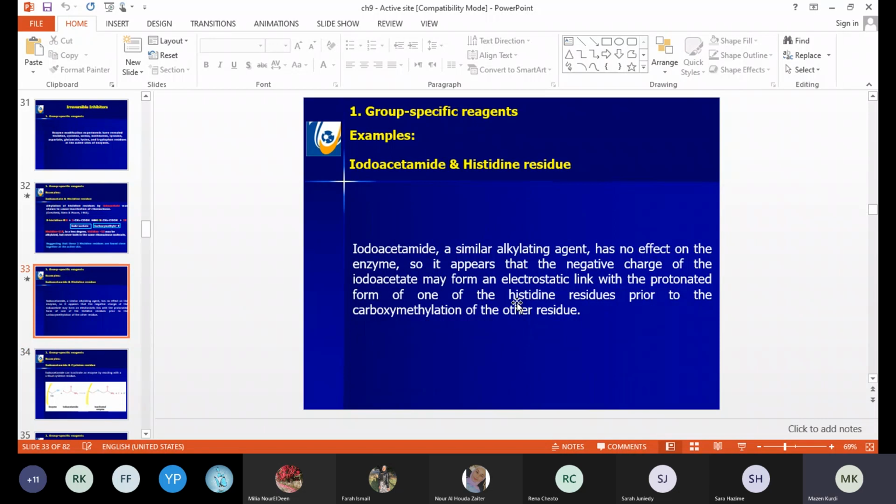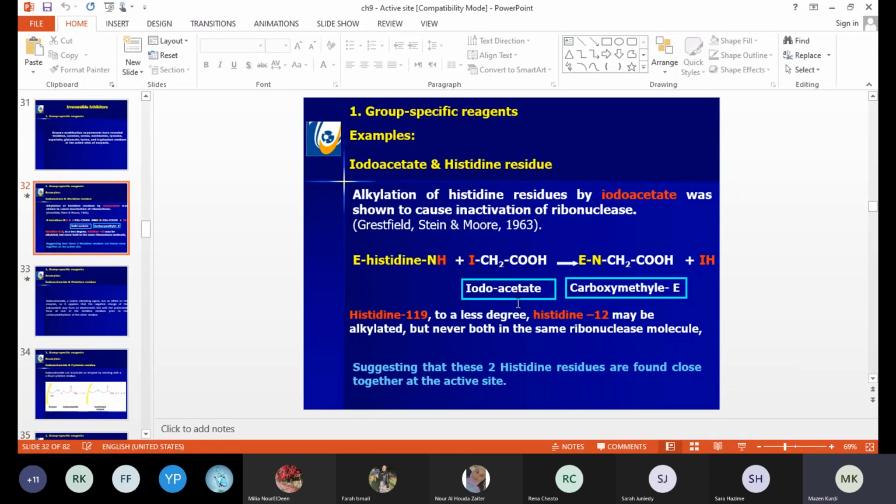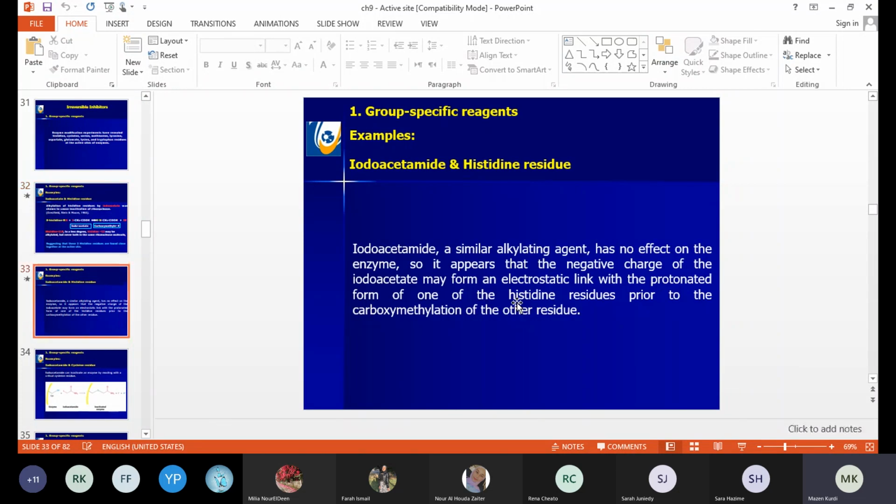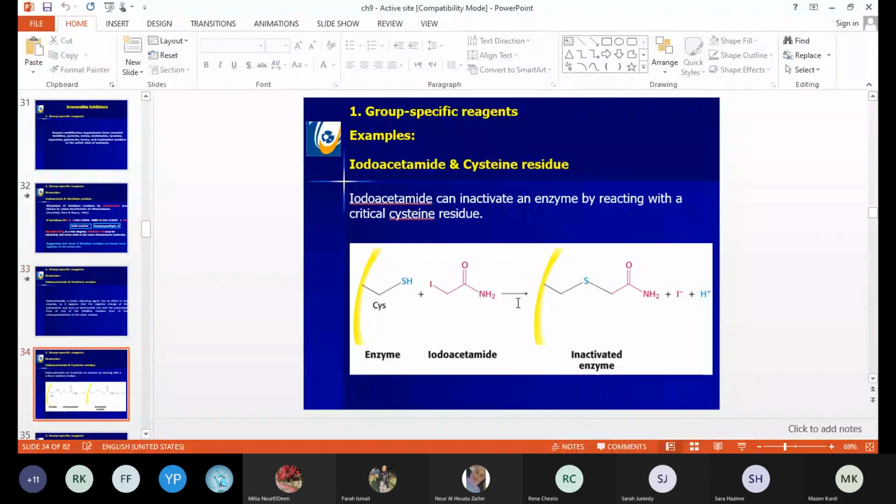Now, iodoacetamide is another reagent than iodoacetate. Iodoacetate is ICH2COOH. Iodoacetamide is a similar alkylating reagent, also used, but it has no effect on the enzyme. Okay, so they noticed that the negative charge of iodoacetate may be able to form an electrostatic interaction with the protonated form of one of the histidine residues prior to the carboxymethylation of the other residue. So iodoacetamide, which is also an alkylating reagent, was not able to inactivate the enzyme in this case.